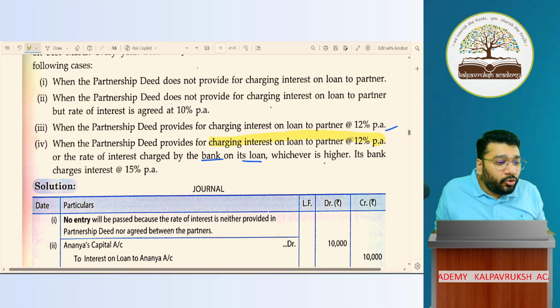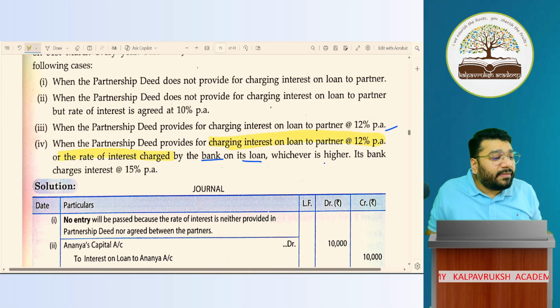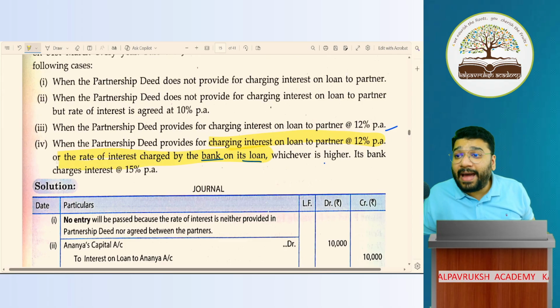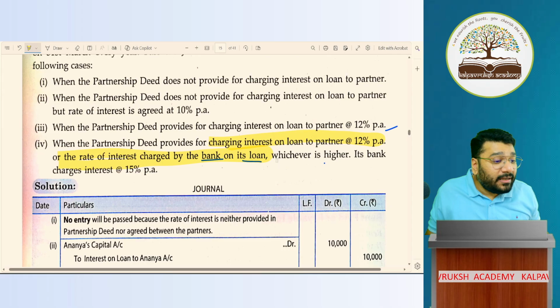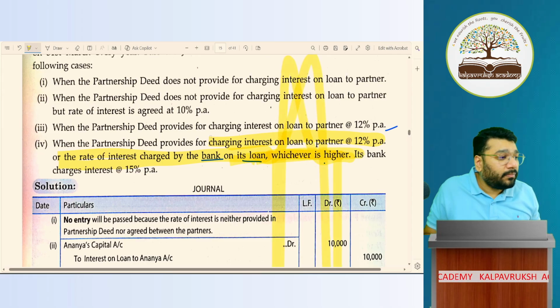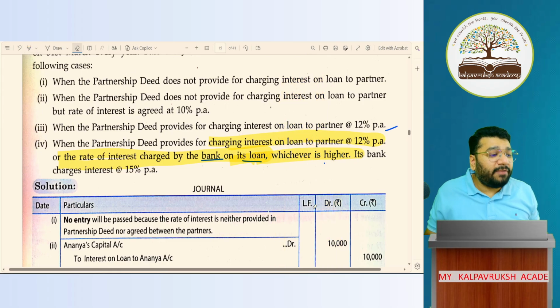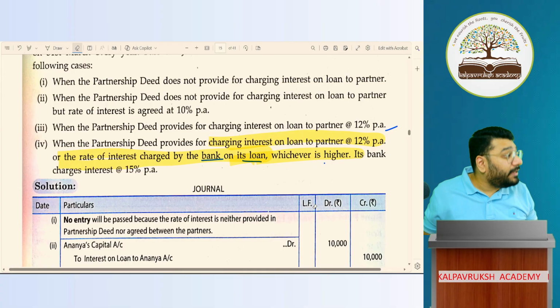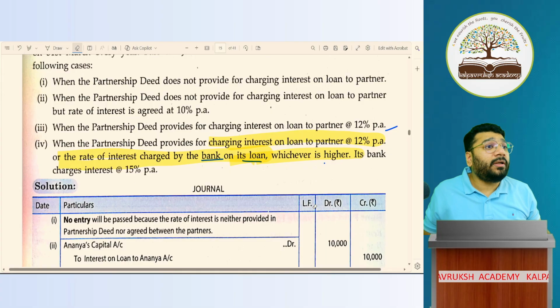Charge interest on loan to partner at 12% or whatever is the rate of interest charged by the bank on the loan, whichever is higher. In the document, this will be there in your partnership deed. This yellow line that I've drawn will be there in your partnership deed. So this is coming from your partnership deed. Got it? Not got it?